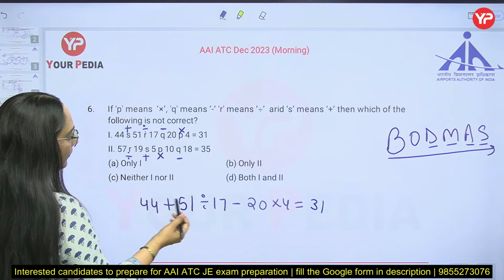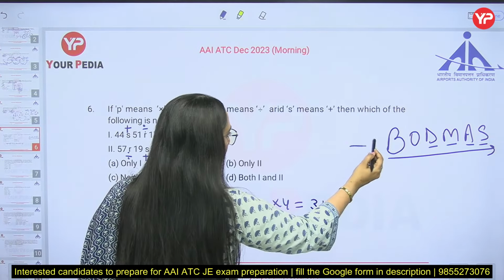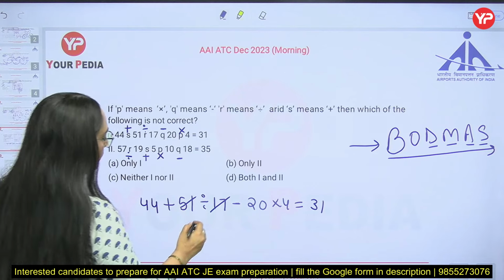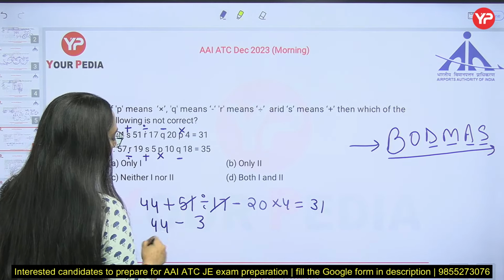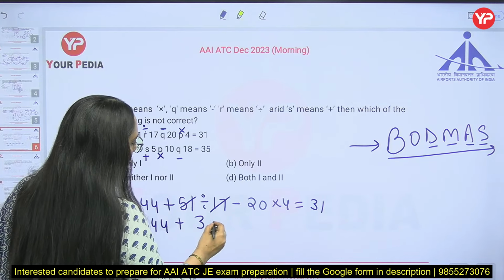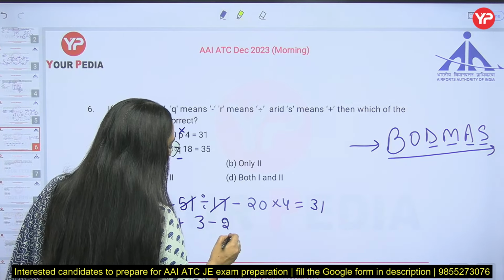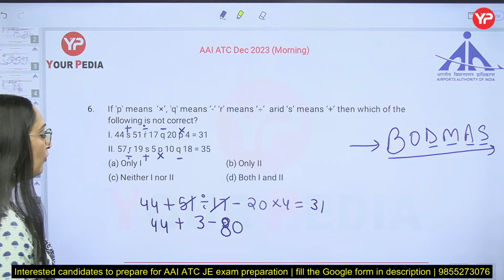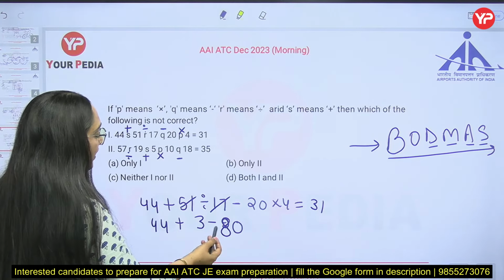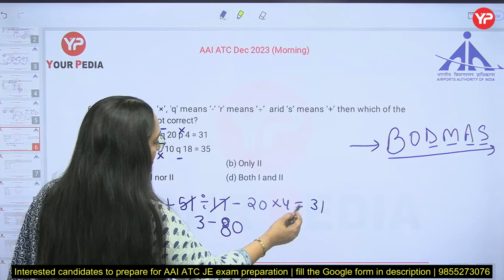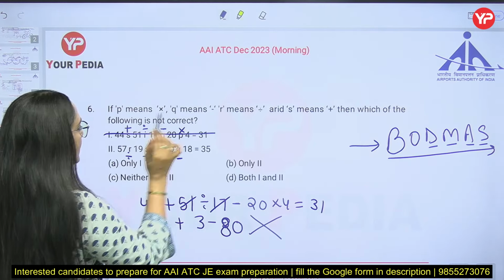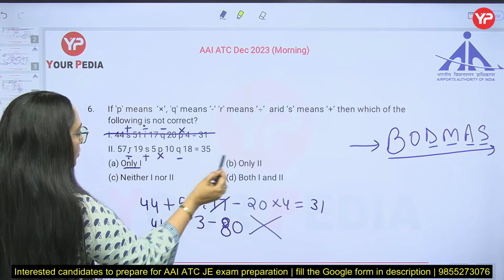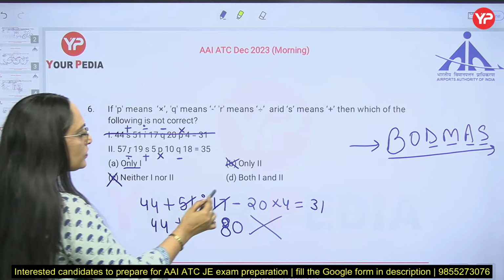So first divide 51 by 17, because we need to apply BODMAS here. So we have 3. Now after solving this, 44 plus 3 minus 20 multiplied by 4, that is 80. So 44 plus 3 is 47, and when we subtract 47 from 80, our answer is not 31. So option 1 is not correct. Only 1, only 2. Neither 1 nor 2 is our answer. So both 1 and 2.